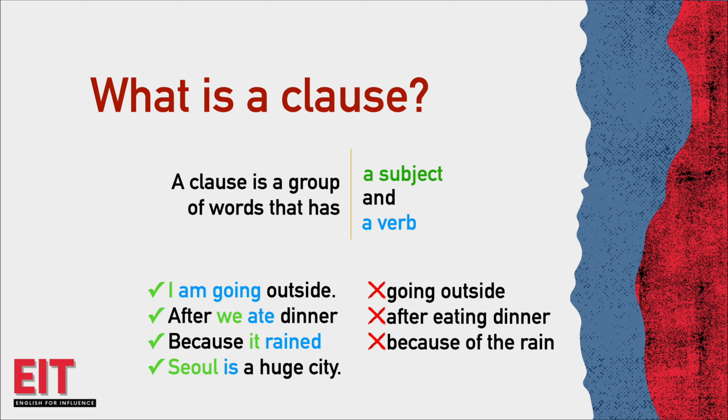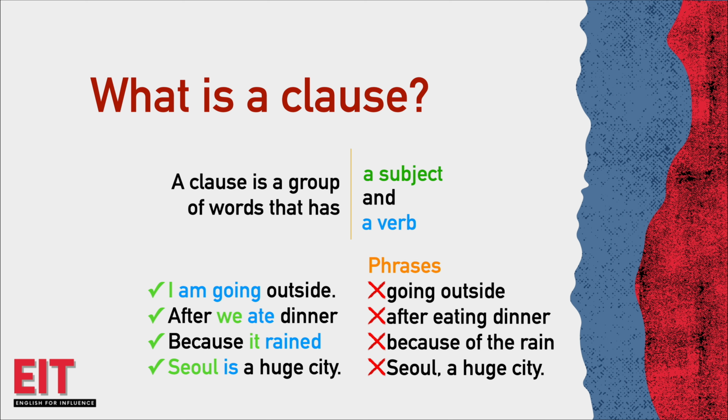Because of the rain. So you don't have a subject and you don't have a verb. Seoul, a huge city. So you can see something like this in titles, right? And this is not a clause because you don't have a verb. So if this is not a clause, what do we call this? These are phrases. So phrases are groups of words, just like a clause, but they don't have a subject and a verb.